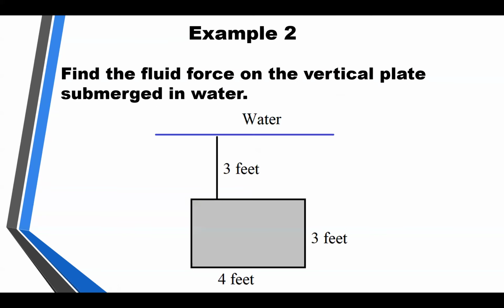So let's do an example with a rectangular plate submerged in water. Find the fluid force on the vertical plate submerged in water that we see in this picture. So here we have a 4 by 3 rectangle. 3 is the height, 4 is the width. It is 3 feet under water. So the top of the rectangle is 3 feet under water.